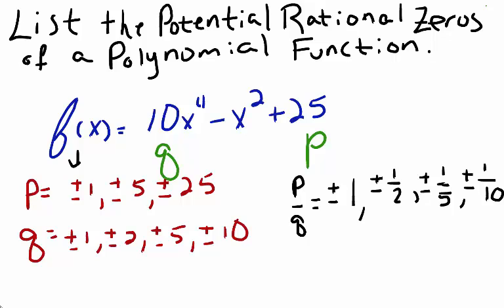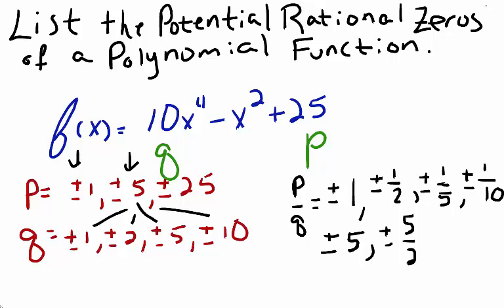Now, beginning with plus or minus 5, we form all possible ratios, so we have plus or minus 5 over 1, which we'll just write as plus or minus 5, plus or minus 5 over 2, plus or minus 5 over 5, which we'll just write as 1, and that's already here, so we don't need to repeat it, plus or minus 5 over 10, which reduces to 1/2, and we also have this on our list already.